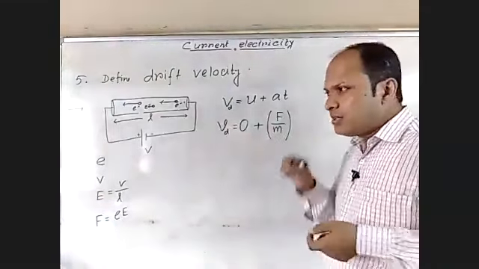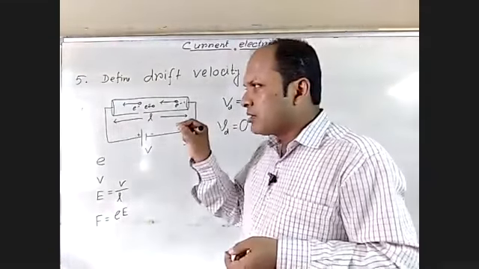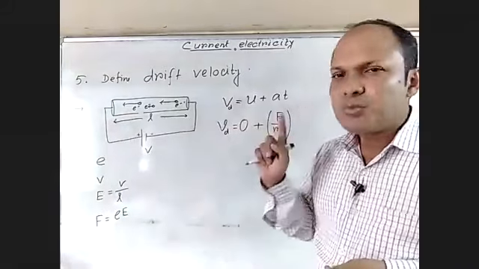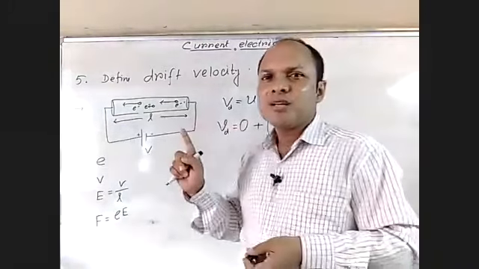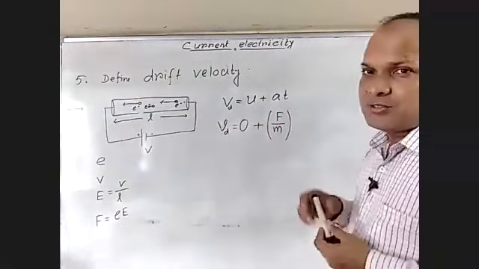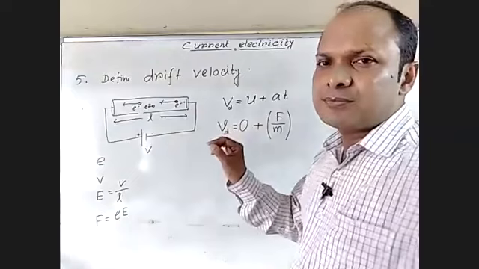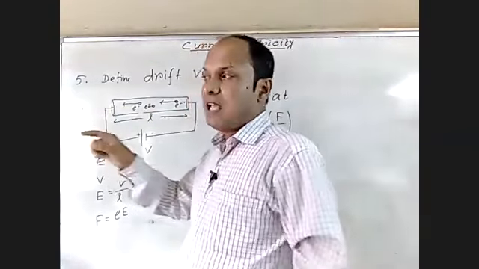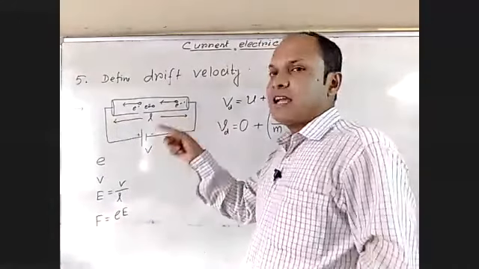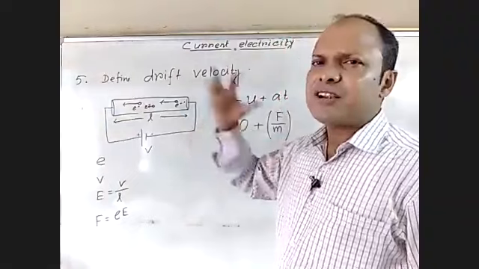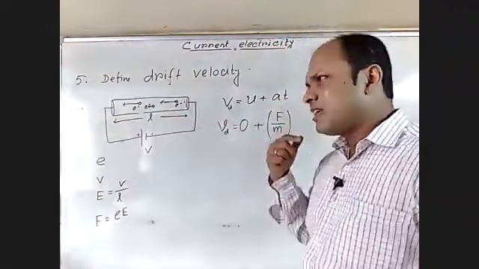And whenever the electrons are moving, the motion is not a smooth one. This motion will not be a smooth velocity, because whenever the electron is moving, it will collide with a particle. Again, it will collide with another. Always they will be in random collision. After that, they will try to move.